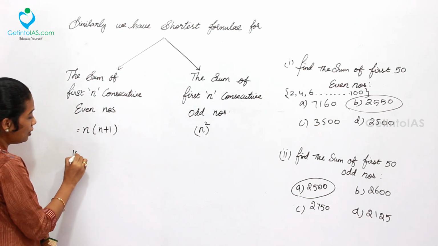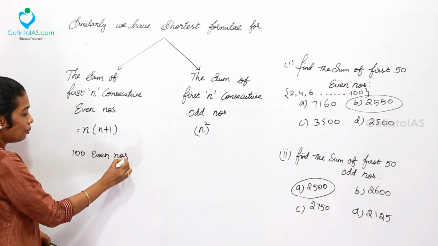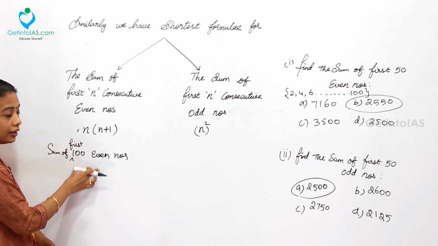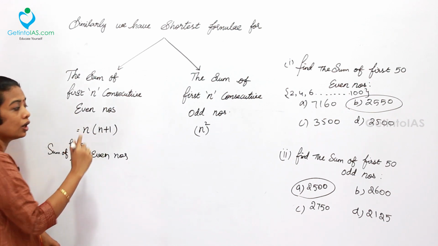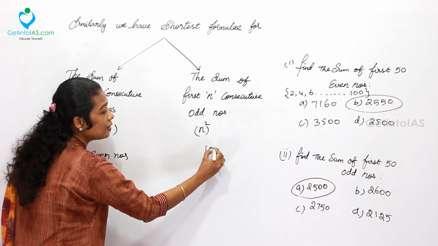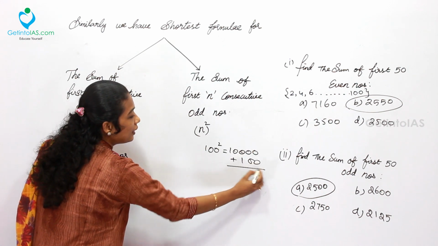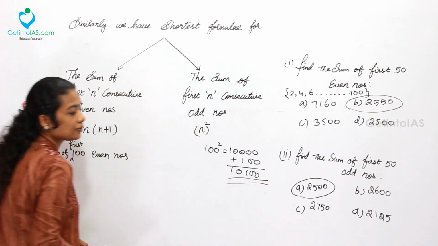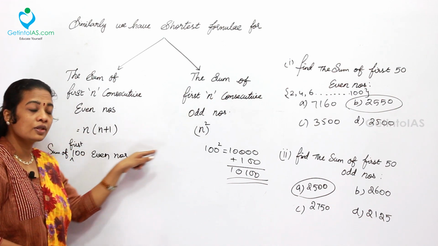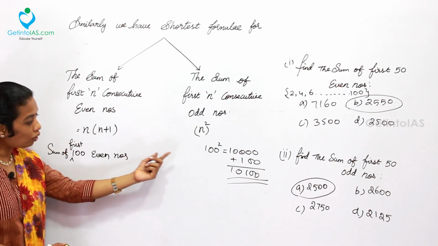Say for example, the sum of first 100 even numbers you have to find. So instead of taking n into n plus 1, what can we take? The sum of first 100 odd numbers is going to be 100 square, right? What is 100 square? It is 10,000, plus 100, so 10,100. Why? Because there is a relationship between the summation of first n consecutive odd numbers and even numbers, with a difference of n. That is the only thing. Instead of taking even numbers, you can also take this.